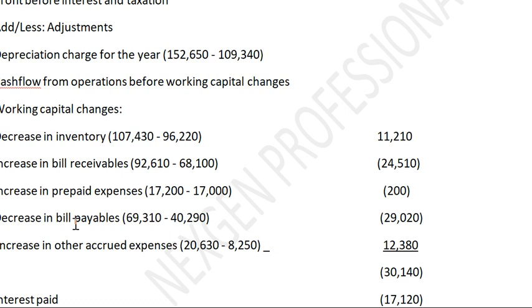Now let's go to the bills payable. Under the bills payable, the opening is 40,290, the closing is 69,310. You know, it's vice versa to that of receivable. In other words, you open your payables for the year with 40,290. You are now closing with 69,310.